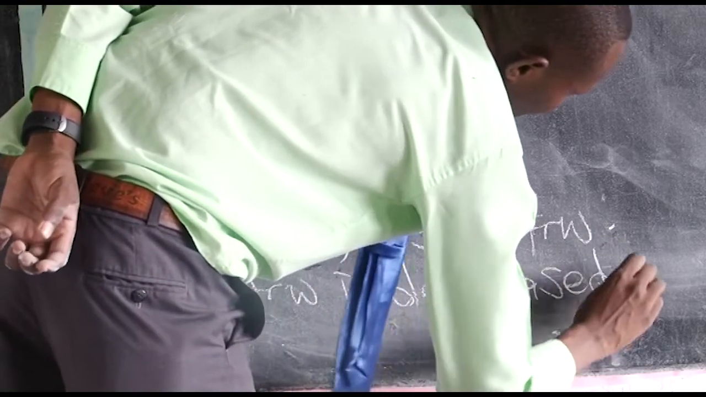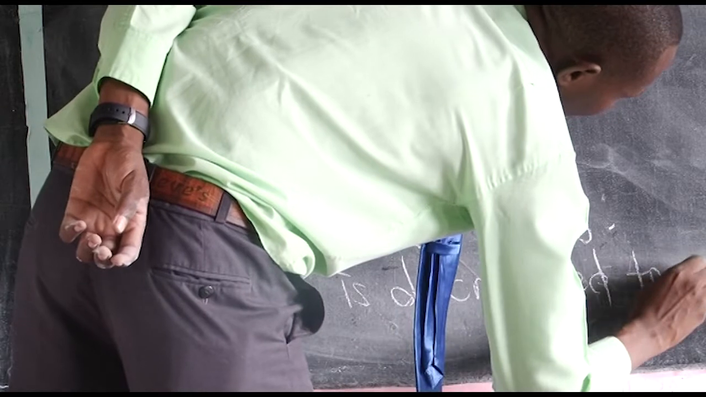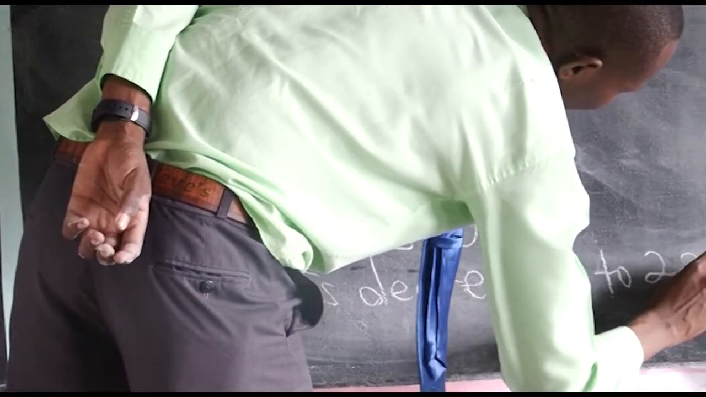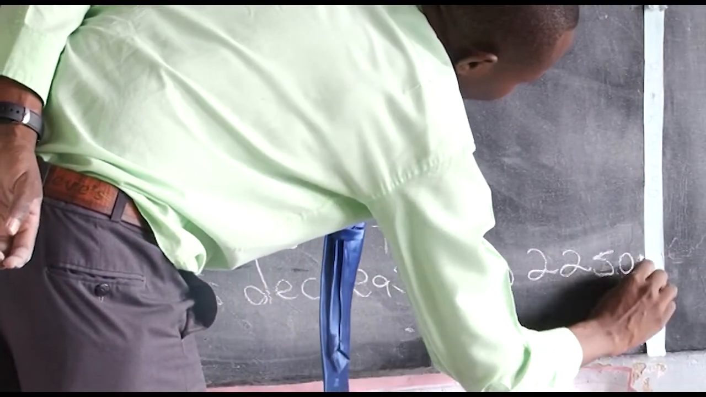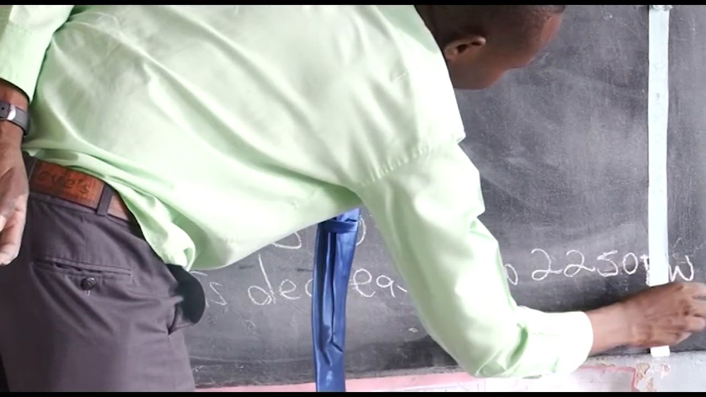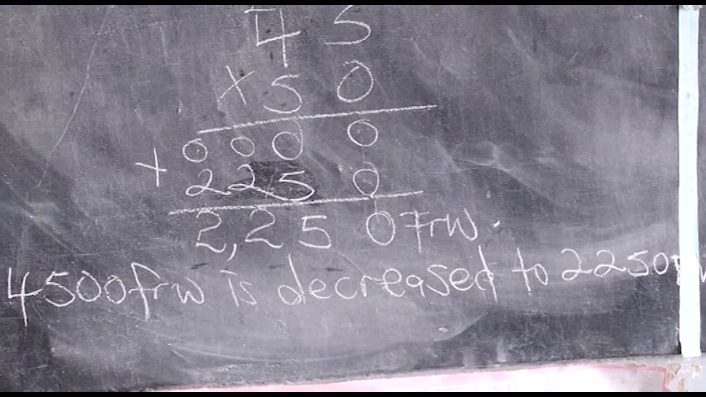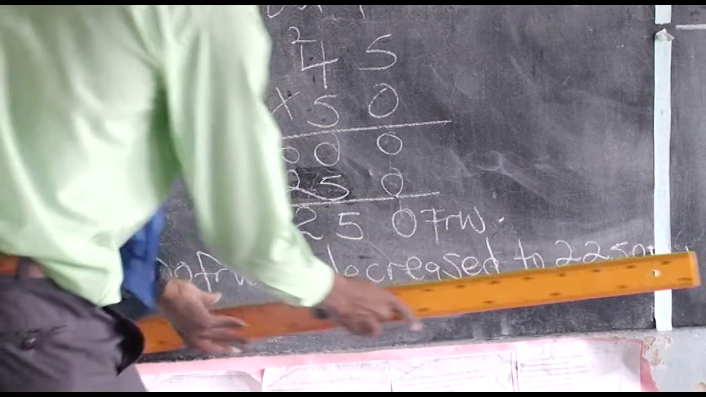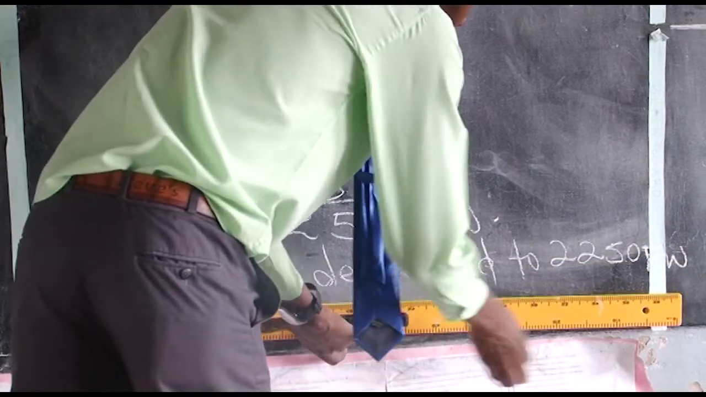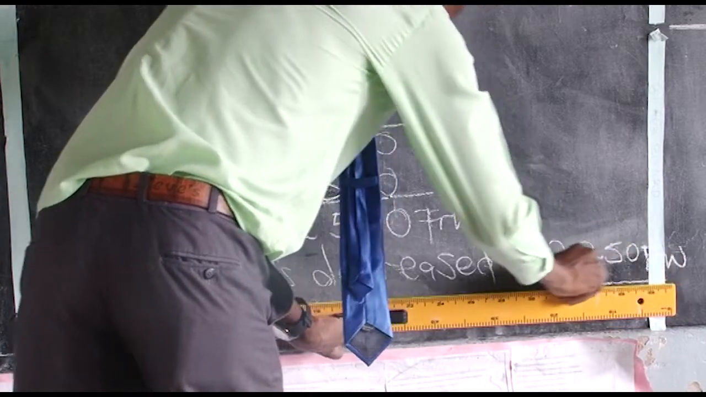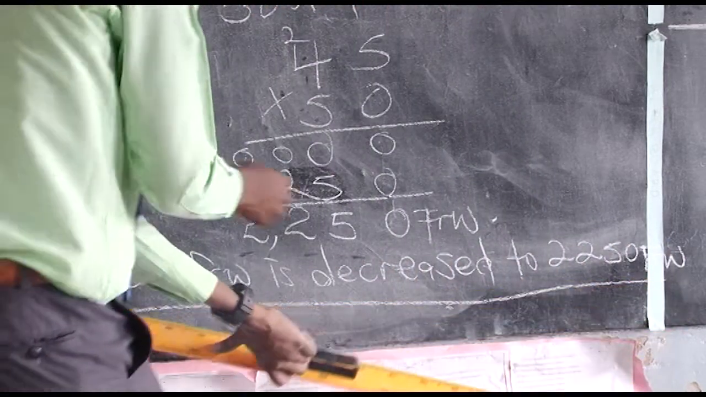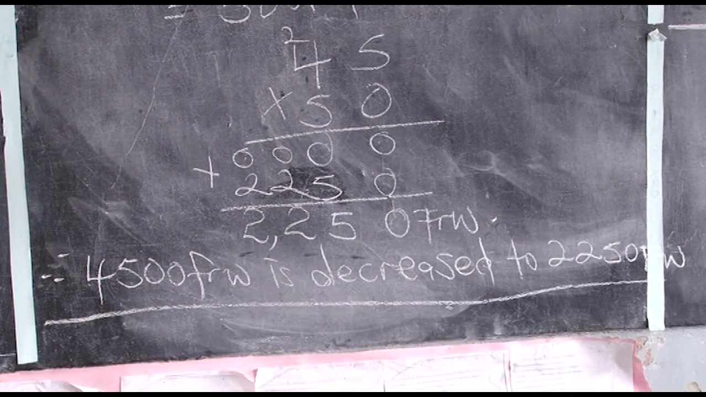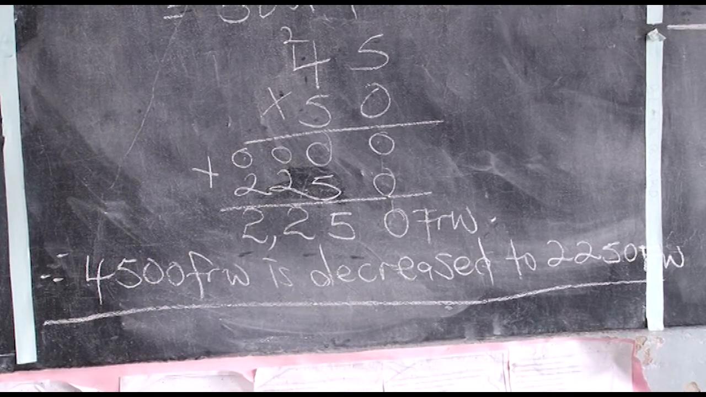Is decreased to 2,250 francs. After reaching that stage, just get your ruler and underline your answer. When you underline your answer, you are making your work look neat.